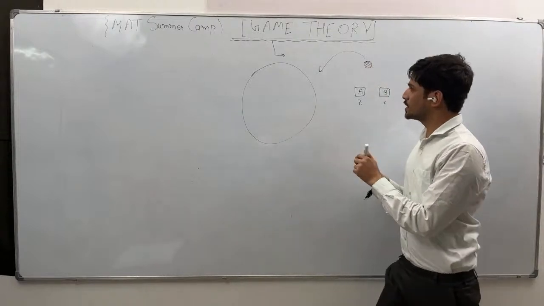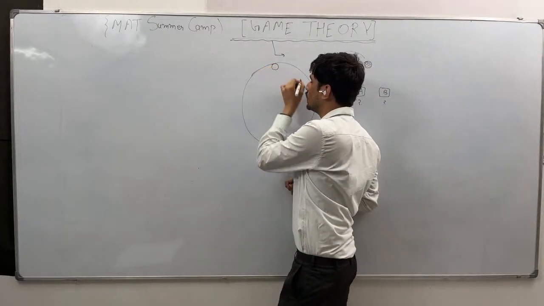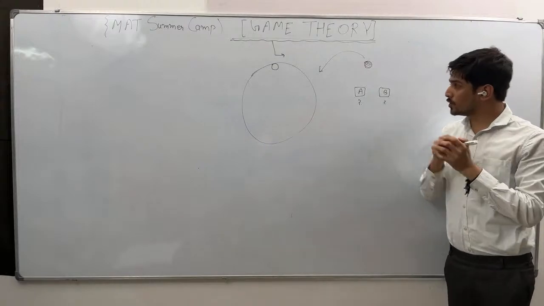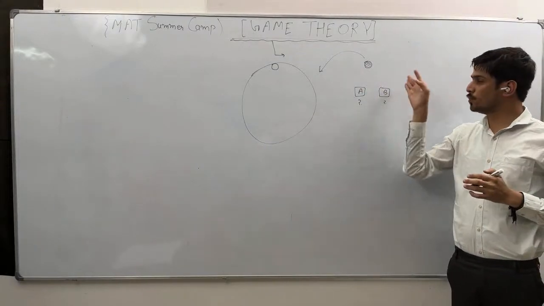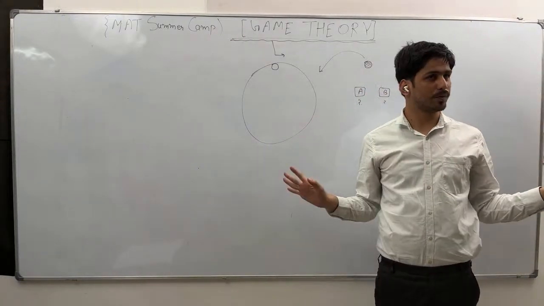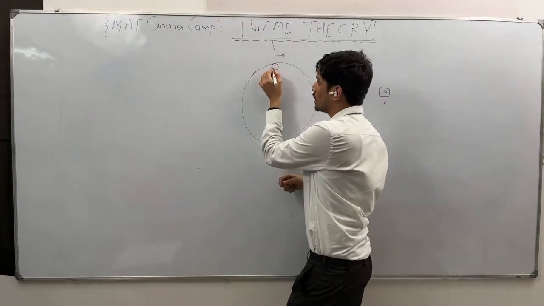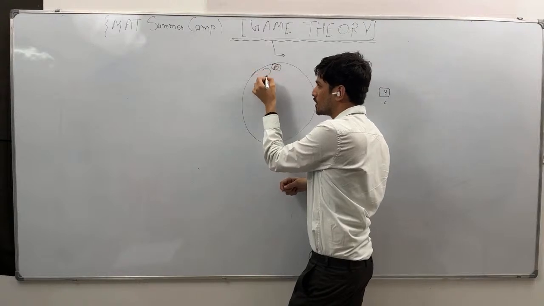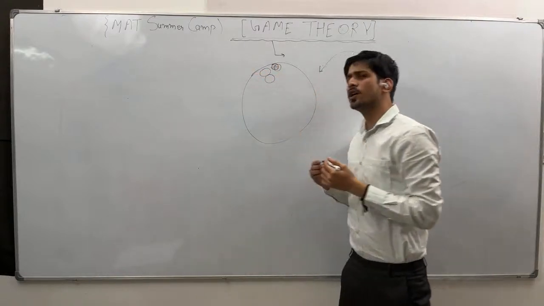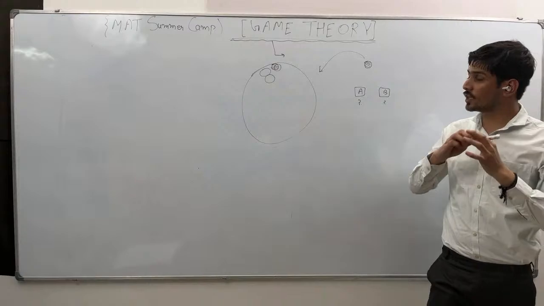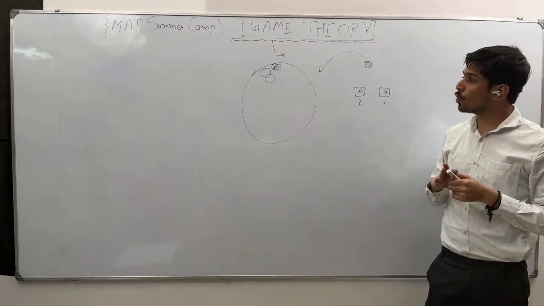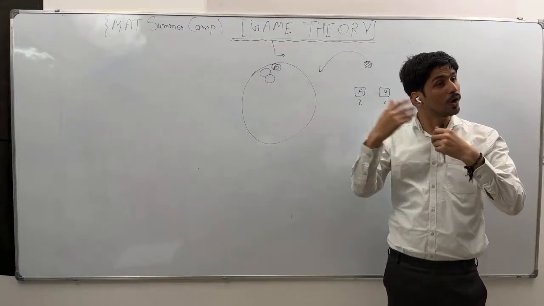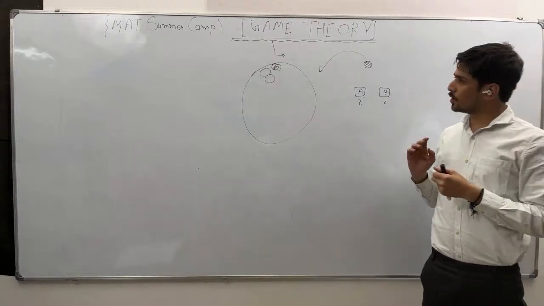But let's say A has put the coin here. The coin which A is placing and the coin which B is going to place should not overlap. Is it clear? If A has placed the coin here, then B cannot place the coin like this. B has to place somewhere over here. Both coins can touch each other, but they cannot overlap. Is it clear? So from here, what do you think?